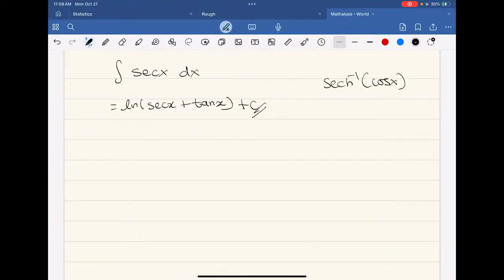Now how can we get that? So how do we get that? Do you guys know the derivative of sech inverse x? Derivative of sech inverse x. What is it?